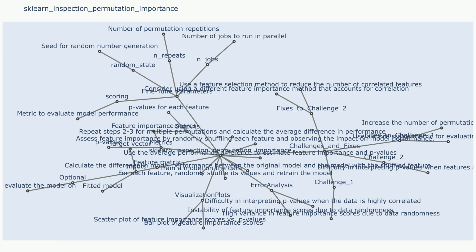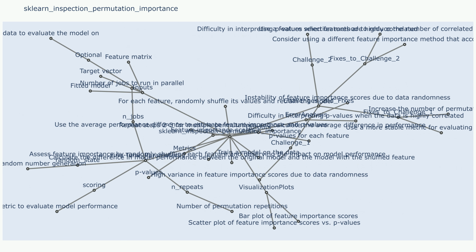Inputs. Input 1. Estimator, a trained machine learning model. This could be a classification or regression model, such as a random forest, logistic regression, or support vector machine. Input 2. X, the dataset containing the features. Input 3. Y, the target variable or labels. Input 4. Scoring, the scoring function used to evaluate the model's performance. Examples include accuracy, precision, recall, F1 score, mean squared error, etc.